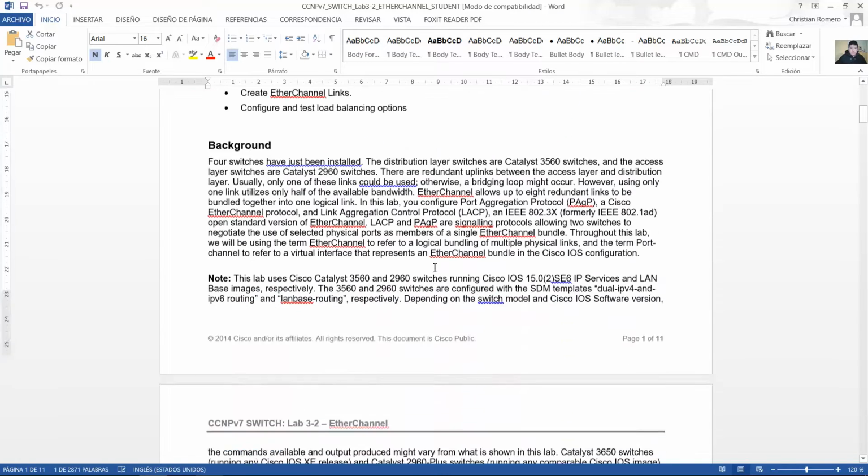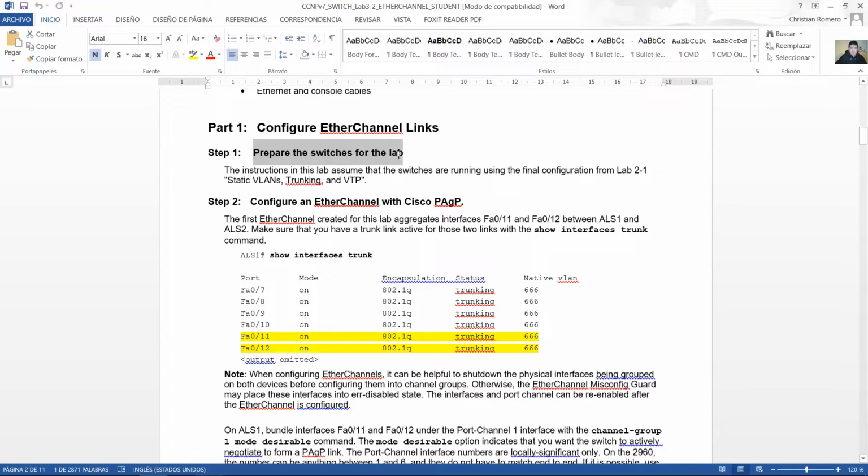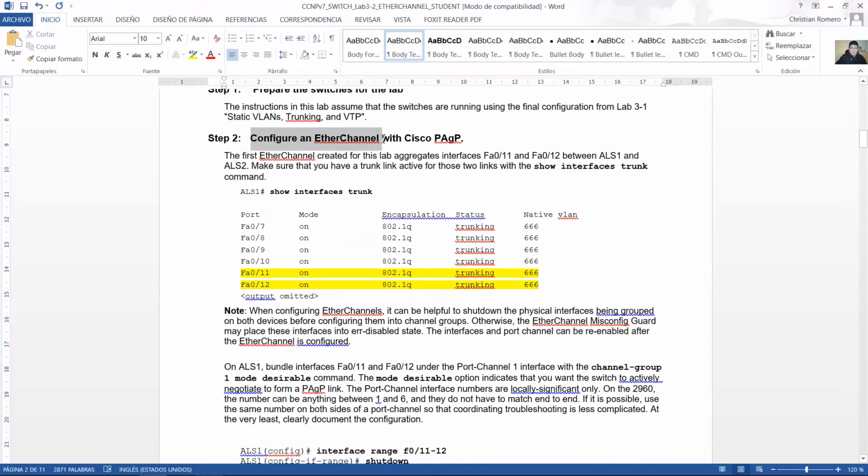EtherChannel. Prepare the switches for the lab. The instructions in this lab assume that the switches are running using the final configuration from lab 3.1, Static VLAN trunking in BTP, the previous lab. Configure EtherChannel with Cisco Port Aggregation Protocol.